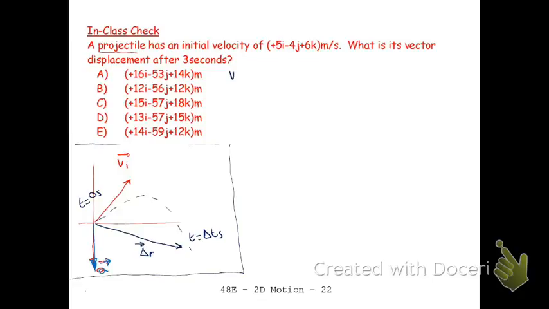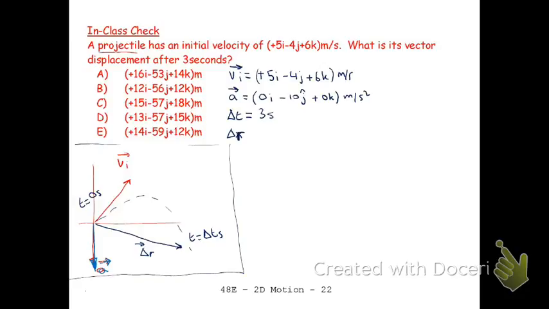And I want to codify it, so I'm going to say, well, my vi is equal to plus 5i minus 4j plus 6k. That's going to be meters per second. And then I'm going to say my acceleration vector is equal to 0i minus 10j plus 0k meters per second squared. And again, that's just conceptual understanding. And my delta t after 3 seconds means that delta t equals 3 seconds. And I want to find my delta x, or delta r.